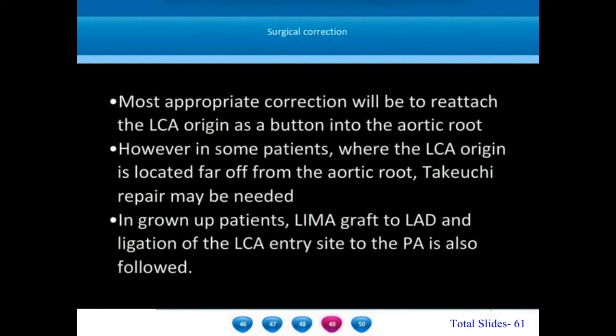When we talk about the surgical correction of ALCAPA, the most appropriate corrective strategy will be to reattach the LCA origin as a button back into the aortic root. This is called aortic translocation of the LCA. However, in some patients where the LCA origin is located far away from the aortic root, Takeuchi repair may have to be adopted. In grown-up patients or adults, a LIMA graft to LAD and ligation of the LCA entry site into the PA is also considered in some cases.